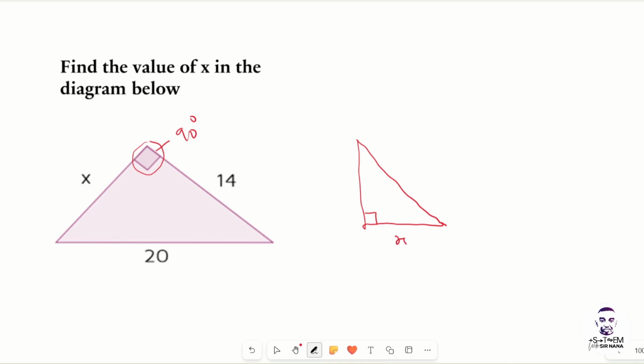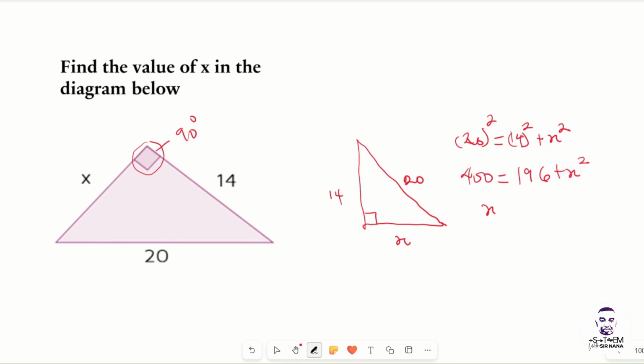Beside our 90 degrees, we have x, at the side is our 14, and then our longest side is 20, right? Based on our Pythagorean theorem, we know that 20 squared should be equal to 14 squared plus x squared. In this case, 20 squared, 20 times 20, gives us 400. And then we have 14 squared, which gives us 196, plus x squared.